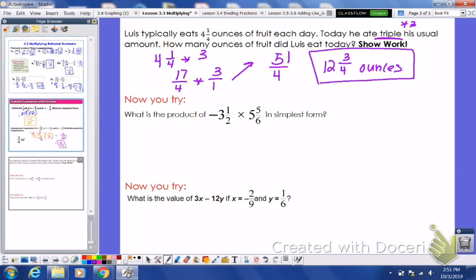So 12 3/4 ounces must have that label since it's a word problem. Alright, so last one we are doing together. Now there's a couple here for you to try. So what's the product of negative 3.5 times 5 and 5/6 in simplest form? And what is the value of 3x minus 12y if x equals 2/9 and y equals 1/6? Okay, so they're already in the notes for you. You just have to actually solve them out.